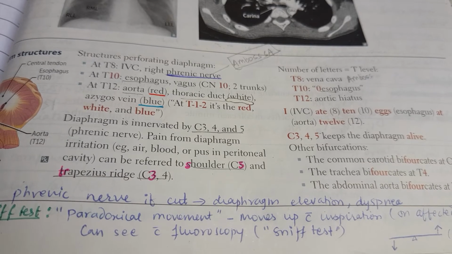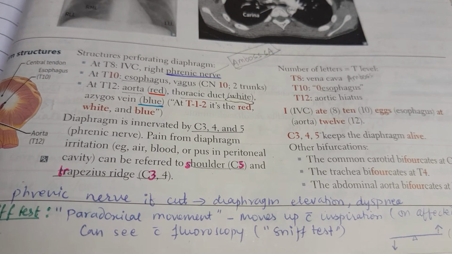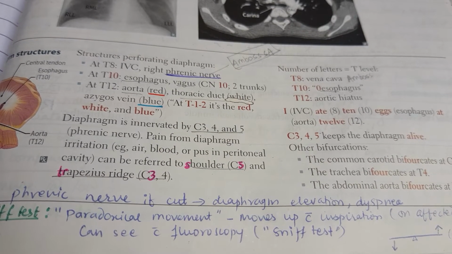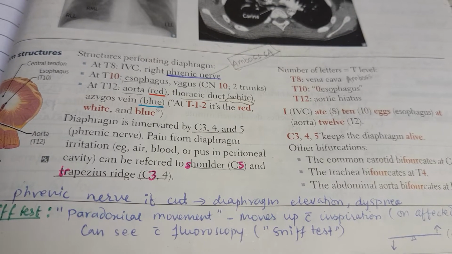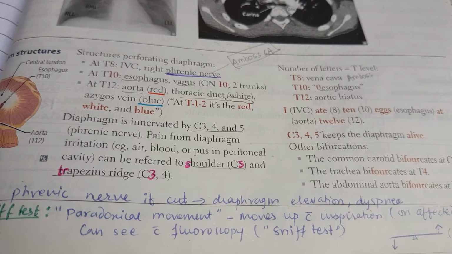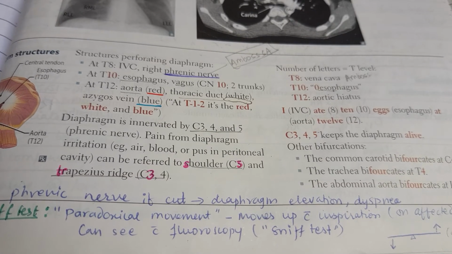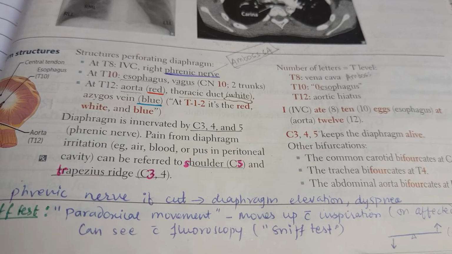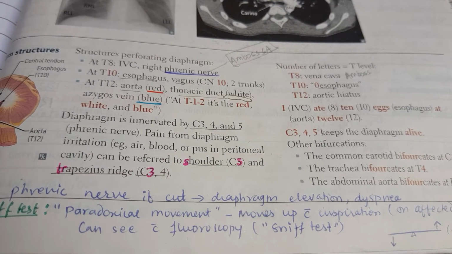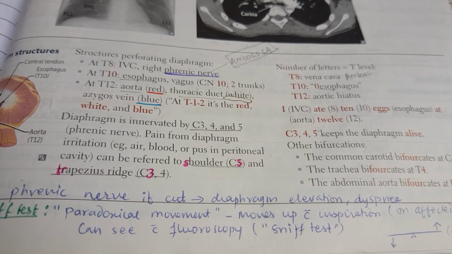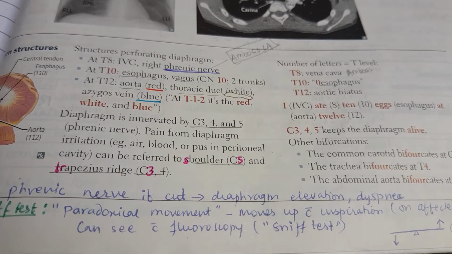Diaphragm is innervated by C3, C4 and C5. Pain from diaphragm irritation, for example air, blood or pus in the peritoneal cavity, can be referred to the shoulder. Okay, shoulder is by C5. See, 5 looks like S, so C5. And trapezius ridge, that is C3. 3 looks like TR. 3, 3. Okay, so C3 and C4 where trapezius ridge.